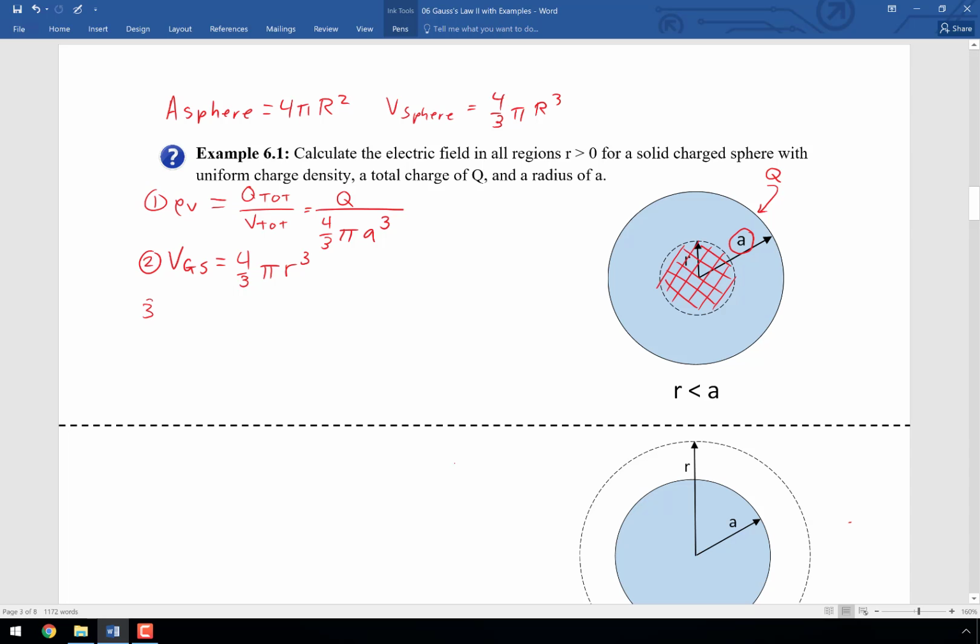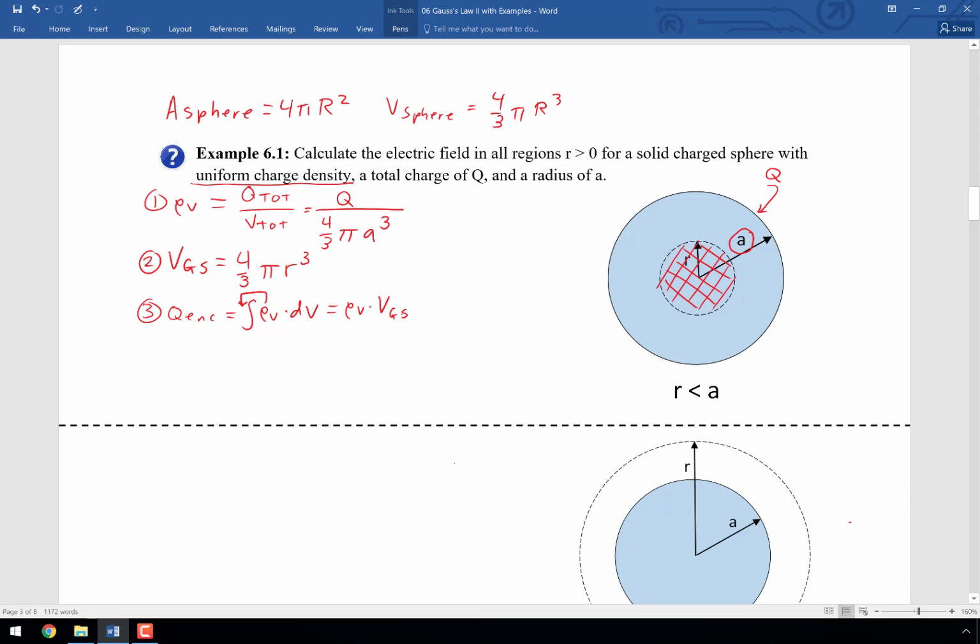And the Q enclosed, this will be step 3, Q enclosed is equal to, and I'll probably only do this one time, but I just wanted to remind you that the enclosed charge is the charge density integrated over the volume. But the charge density is a constant, which means that I can move that out in front of the integral. And by the way, it says uniform charge density. That's how I know that rho sub v is a constant. So this is just rho sub v times the integral of dv, which is just rho sub v times v.